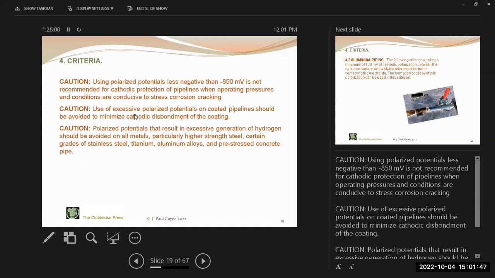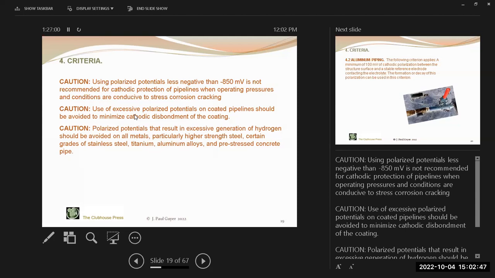Now, some cautionary comments here. Using polarized potentials less negative than 850 millivolts is not recommended for cathodic protection of pipelines when operating pressures and conditions are conducive to stress corrosion cracking. That's when stress induces cracks and then corrosion takes place within the cracks. So again, this is that magical guideline or rule of thumb that you want the cathode to be 850 millivolts negative when measured relative to the electrolyte.